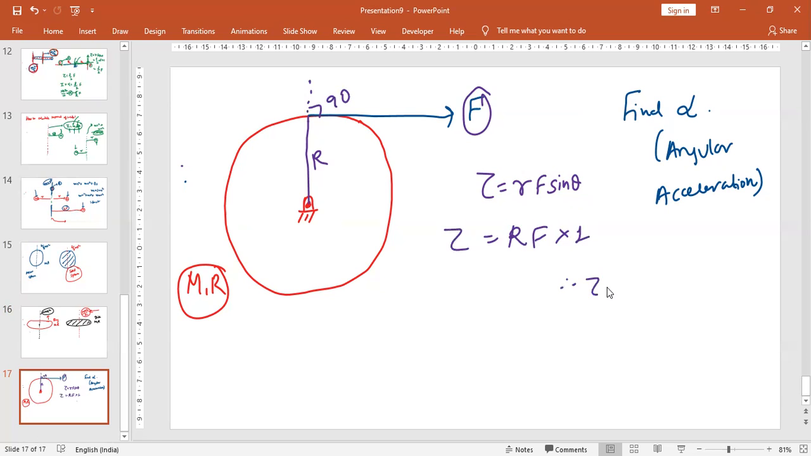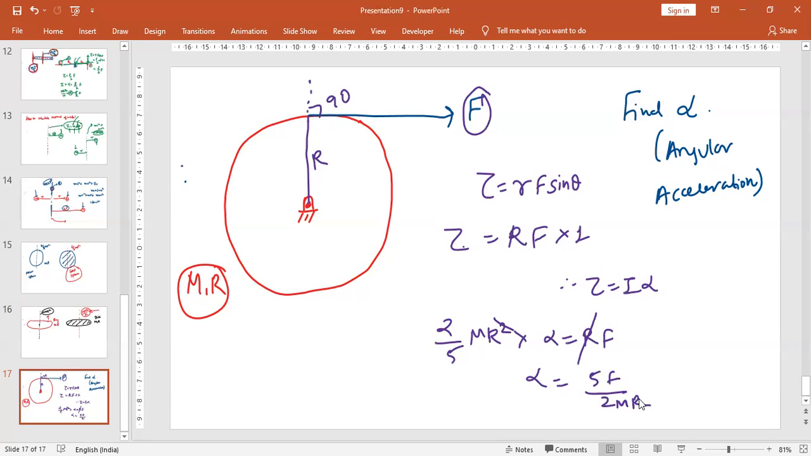Now torque is basically equal to I alpha. In the place of torque, you can put I, but this is a solid sphere, so the moment of inertia will be 2 by 5 m r square, into alpha, equal to r into F. So r and r will cancel out. So alpha will be equal to 5F upon 2mr for a solid sphere.